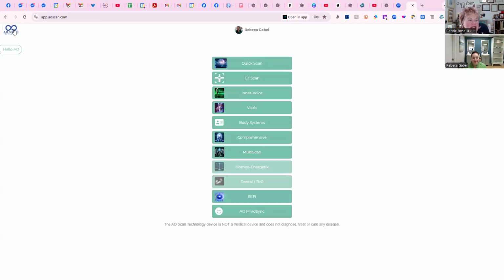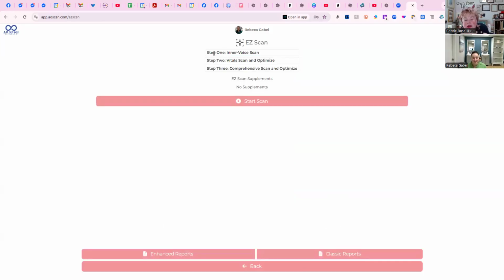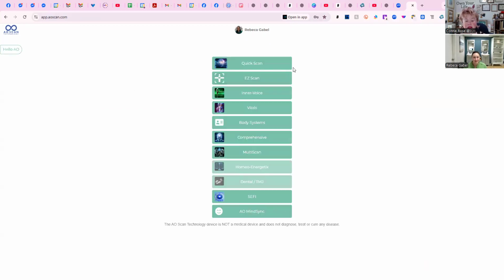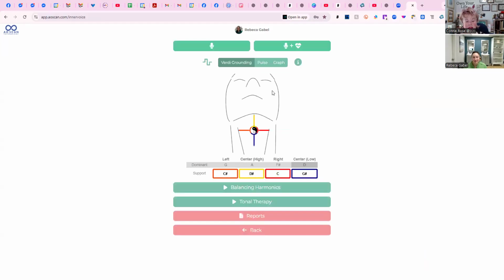So I click on the little icon in the top left corner, and then I tell them the next thing we're going to do is inner voice. But we're going to do a special kind of inner voice called Easy Scan, because Easy Scan, look, it's 3 scans in one. It has inner voice, it has vitals, scan and optimize, and we're going to talk about that in a moment, and then comprehensive scan and optimize. So at this point, before I hit scan, I will go through inner voice. This is the screen that you're going to see in a minute, and explain inner voice.